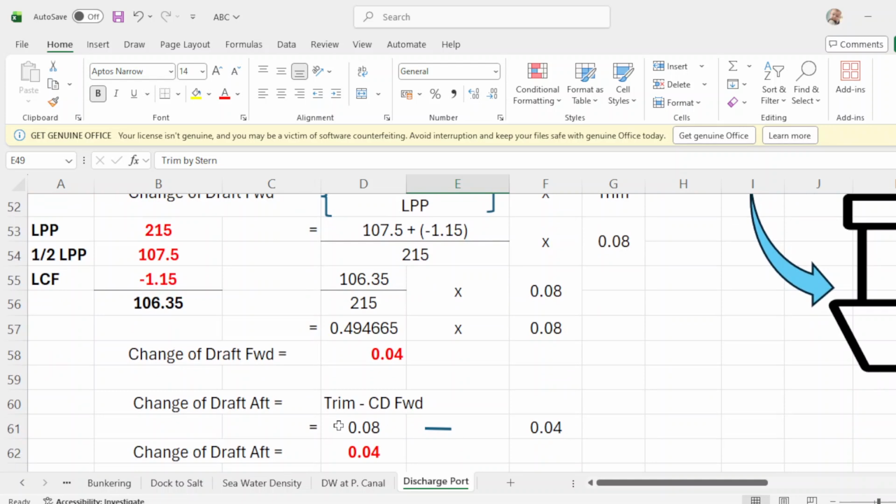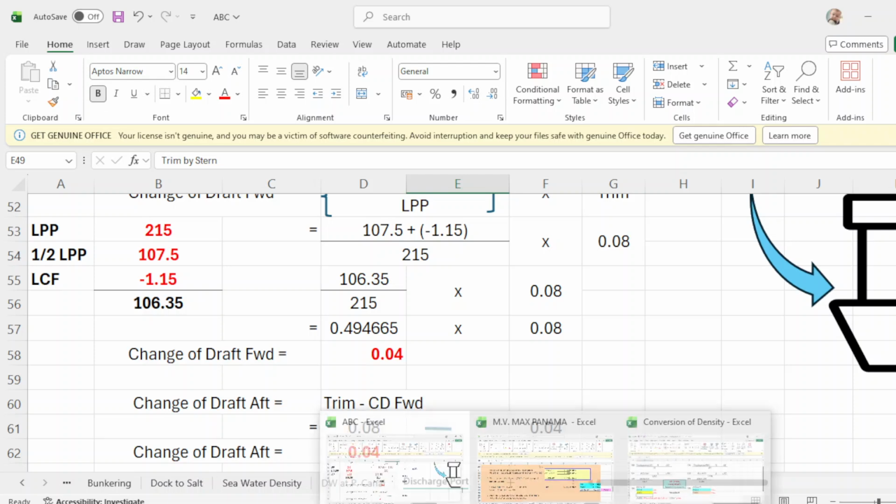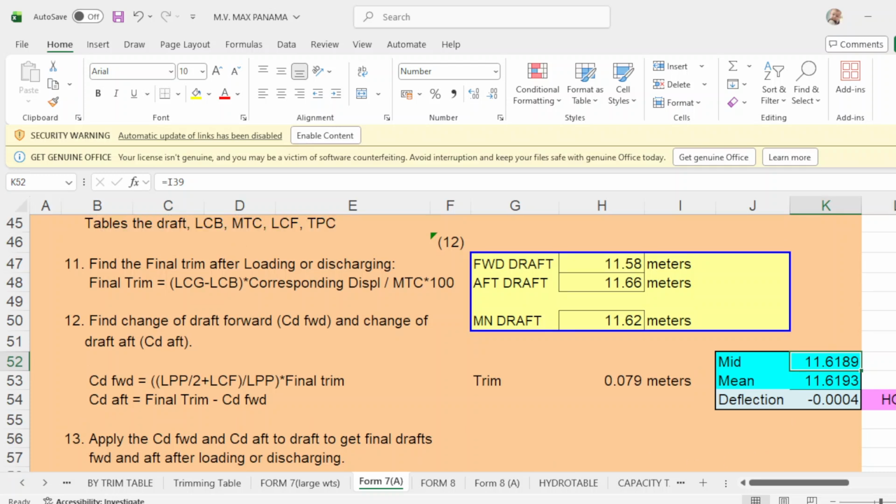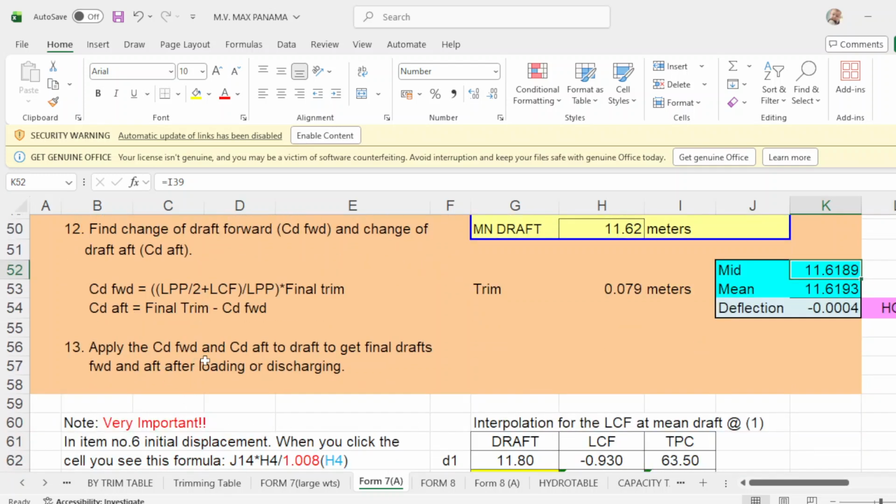Then to get the change of drop up, the formula is trim minus your change of drop forward. Your trim is 0.08 minus your change of drop forward, which is this one. Then your change of drop up will be 0.04. Okay? That will be number 12.